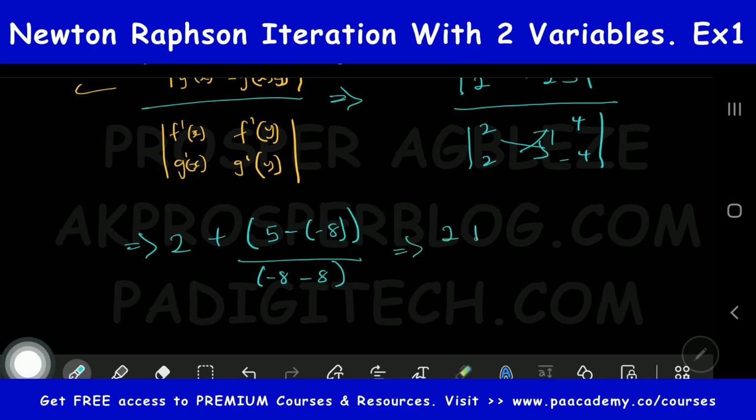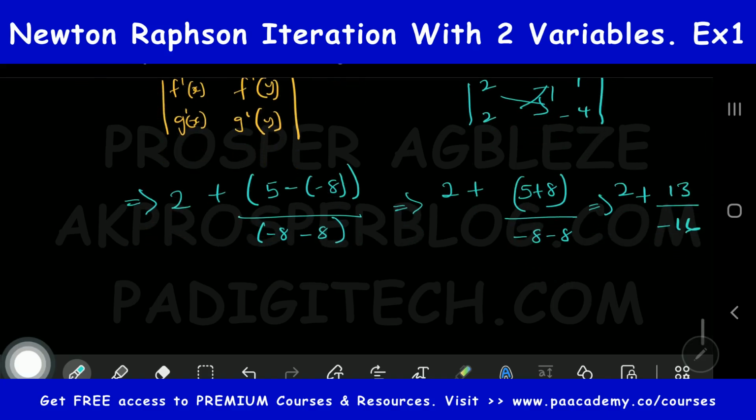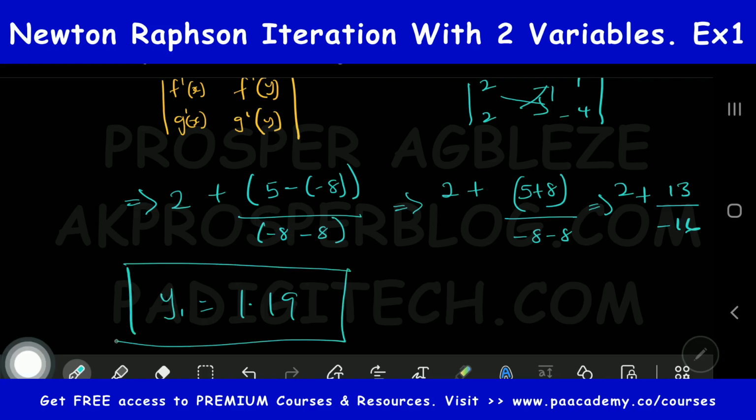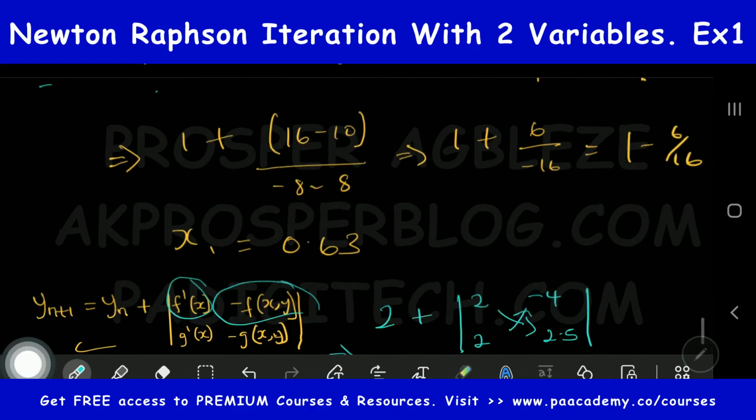So we are going to be having 2 plus 5 plus 8. Okay, so I'm just taking now time to simplify this over minus 8 minus 8. So this will be 2 plus 13 over minus 16. Okay, so if you do this correctly, you are going to be having your y1 to be equals to 1.19. All right, so we've gotten our x1 and our y1. All right, so that's for the first iteration.